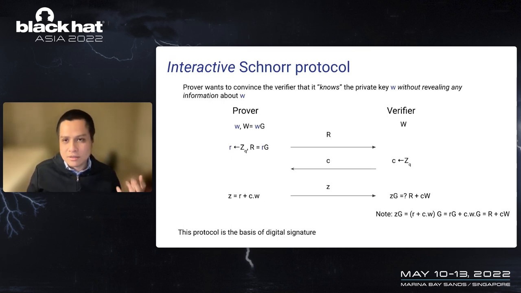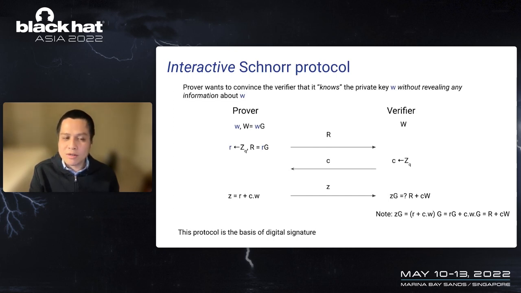So this is the problem, right? The prover and the verifier talk with each other. The prover has the private key, small w, and a public key, big W, and the prover wants to convince the verifier that it knows the private key without revealing any information about the private key. It sounds amazing, right? You convince someone that you know something without actually revealing it. That's kind of the magic of zero knowledge proof.